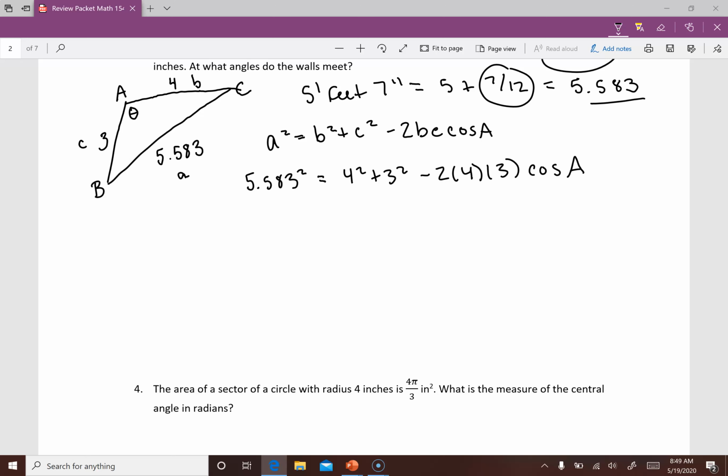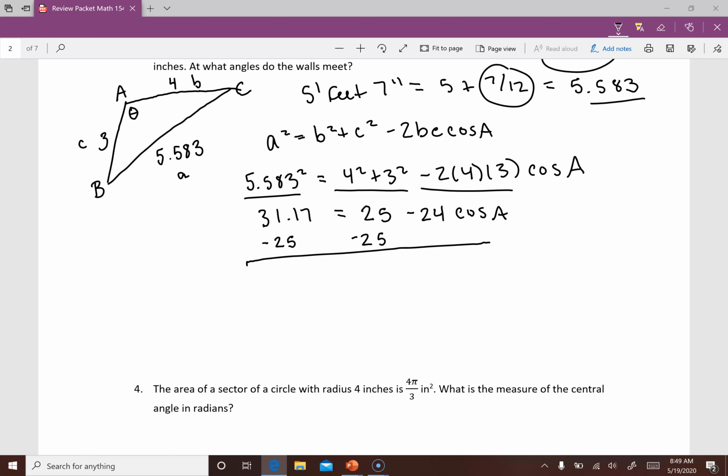All right, so doing that math out, I put that in my calculator and get 31.17. And 4 squared plus 3 squared is 25. 2 times 4 times 3 is going to give me a 24, so that's going to be minus 24 cosine A. So all I have done is that math, and that math, and I plopped it down. All right, now solving for cosine A, I've got to get this 25 on the other side, so I'm going to subtract 25.